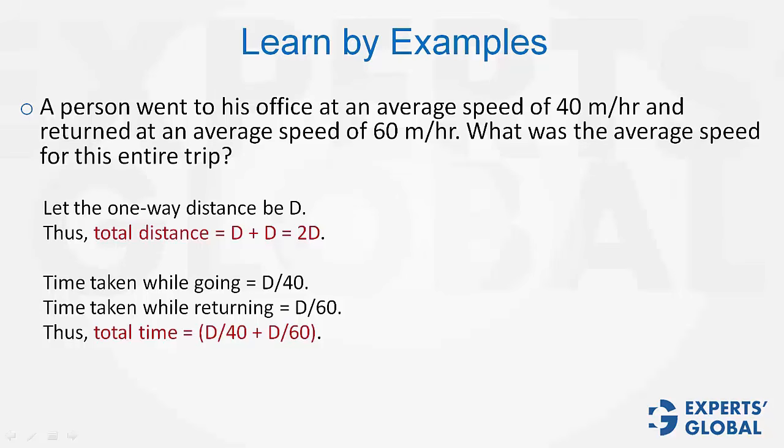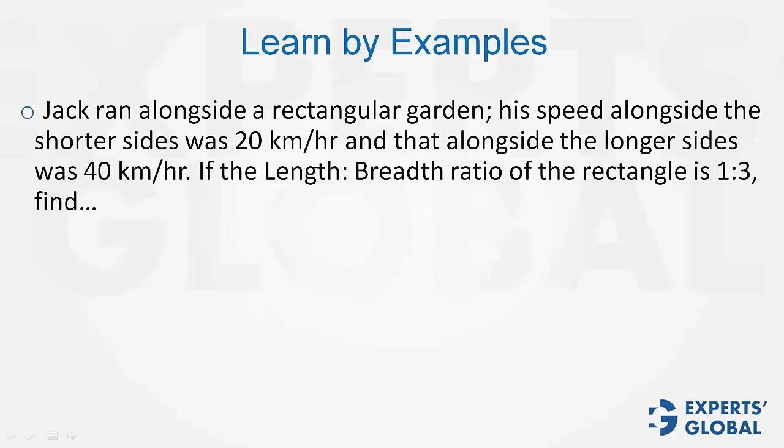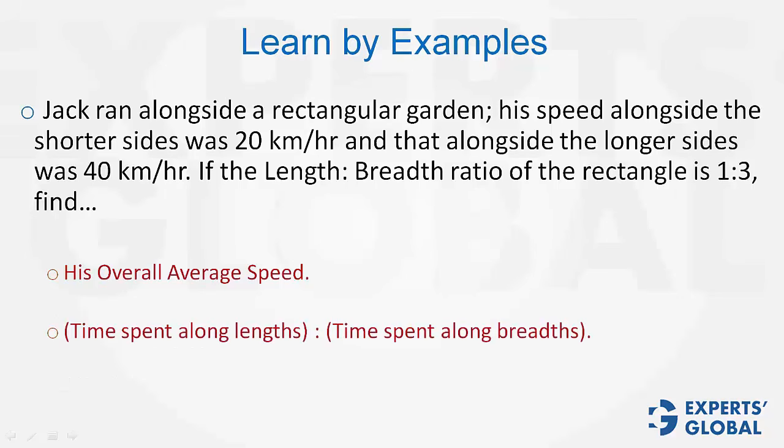Average speed is total distance divided by total time. So the average speed is going to be this much. See, all the d's will get canceled, and you will get a numerical answer, 48 miles per hour. Look at this now. 2 questions here.